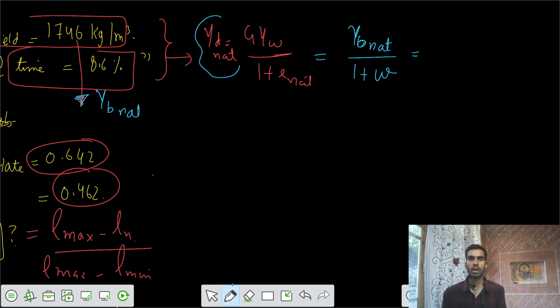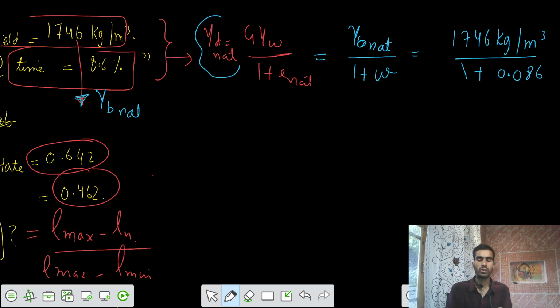So we can write the gamma natural in terms of density: 1746 kg per meter cube divided by 1 plus water content. That is 8.6%, which in fraction is 0.086. Yes, this is your equation for that.